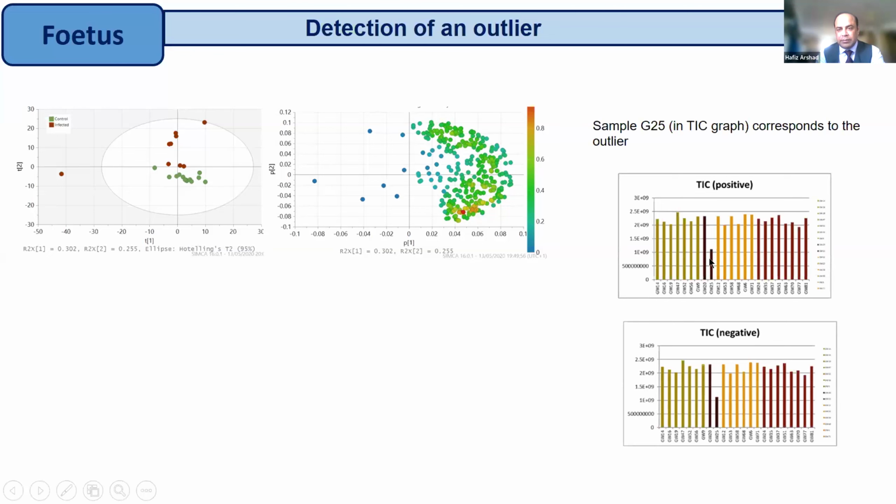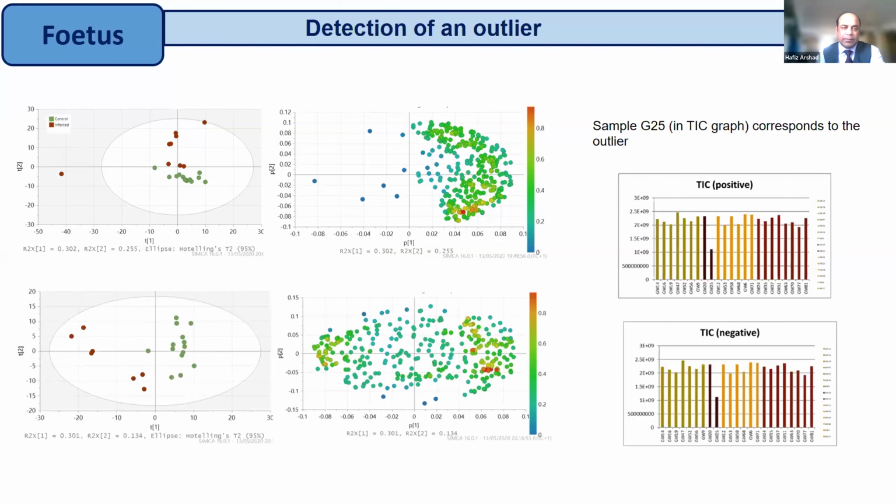As we can see, this GW25 peak of the total ionic current corresponds to the outlier in the PCA plot. After the confirmation of this outlier, it was removed and the plot was drawn again. As we can see, a very nice loading plot was obtained, which shows an equal distribution in the two groups, infected and control, and the variables are equally distributed in this plot.